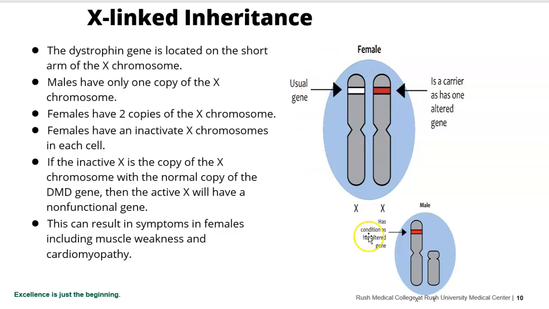There's something called random X inactivation. So unlike autosomes, genes on the X chromosome are unique and females are what we call mosaics. So in some of their cells, the dystrophin is being produced correctly. In other cells, it's not. And so it kind of depends on how lucky you are.